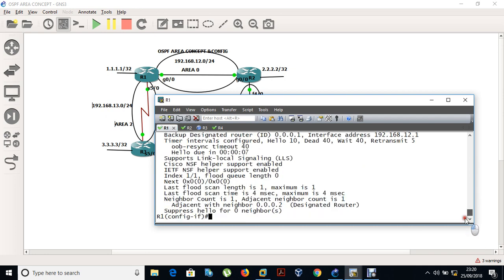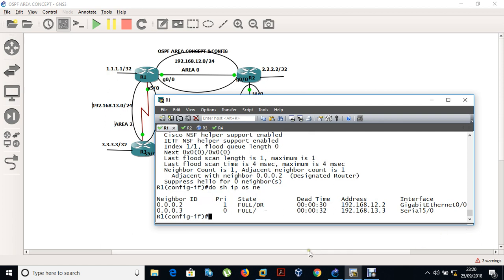So when we say in here do show IP OSPF neighbors, now on this gigabyte interface right here, 0/0, we have the DR. Here is the DR segment. But what about R3? Because R1 has an adjacency with R3, but instead of DR, it gave a dash symbol.